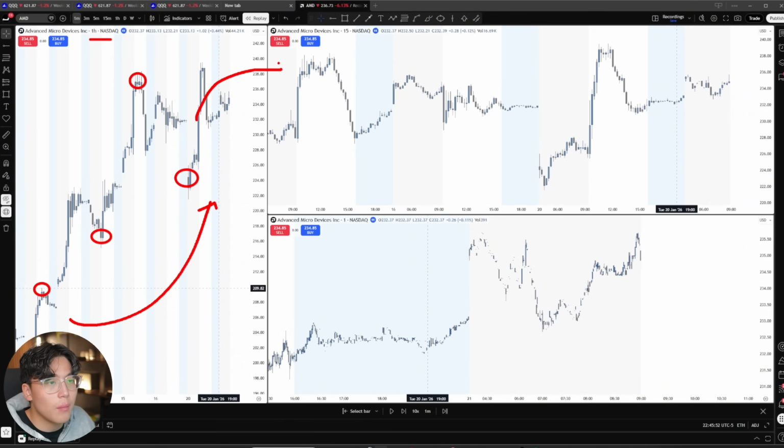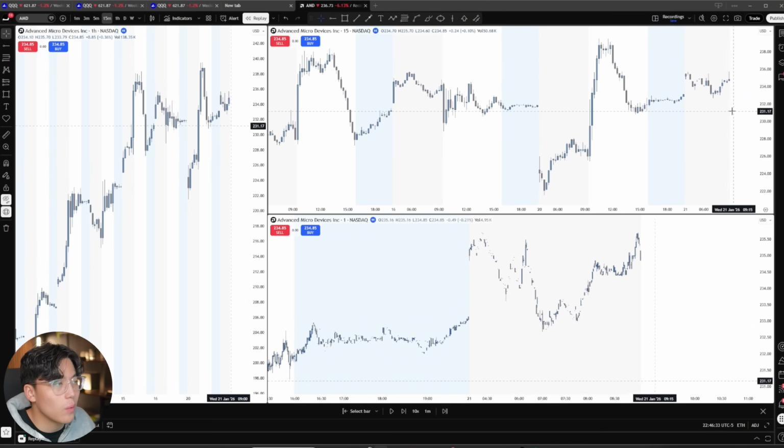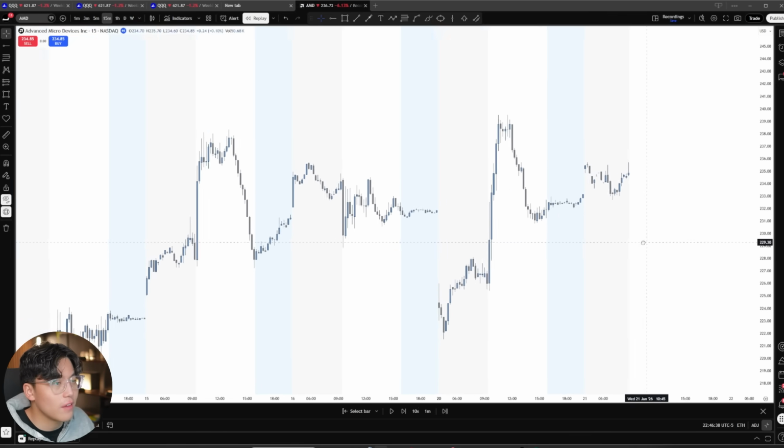Number 2, now I'm on the 15-minute time frame. We can use this to determine the location and where we want to be taking trades. If we zoom in here, let's go on to the main chart. We're now on the 15-minute time frame.